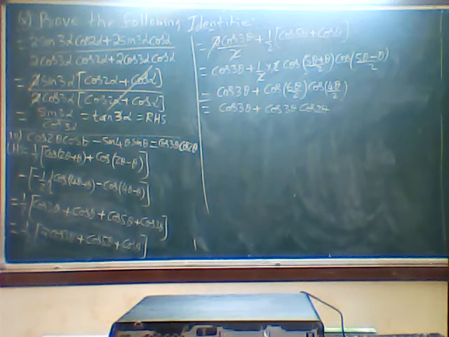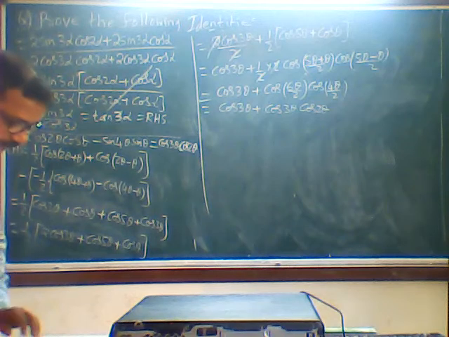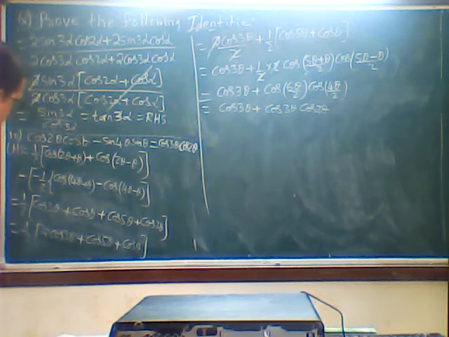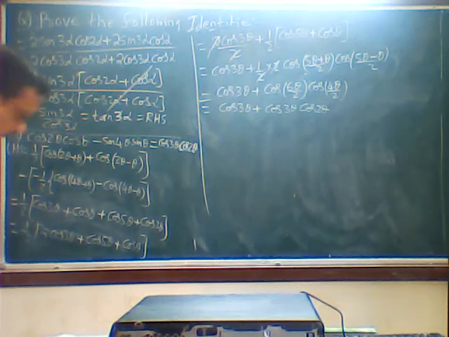I have to check the formula if I have gone wrong. I think I have not gone wrong, but still I will check it. What does it say? cos A cos B is half of cos (A plus B) plus cos (A minus B). Then next, sin A sin B is minus half of cos of (A plus B) minus cos (A minus B).